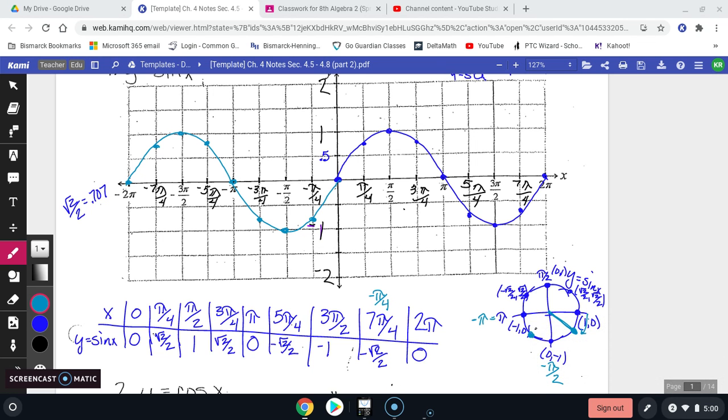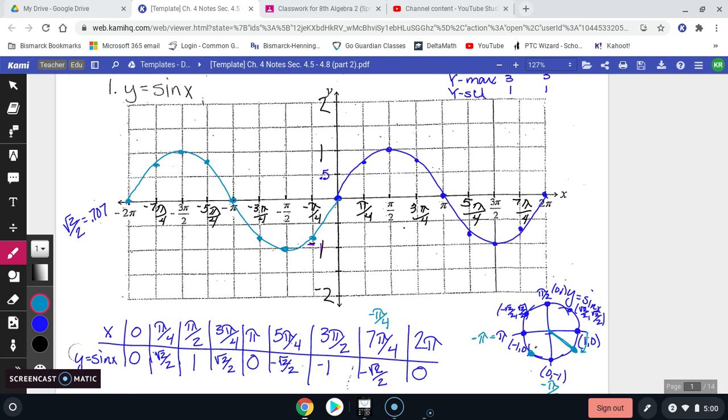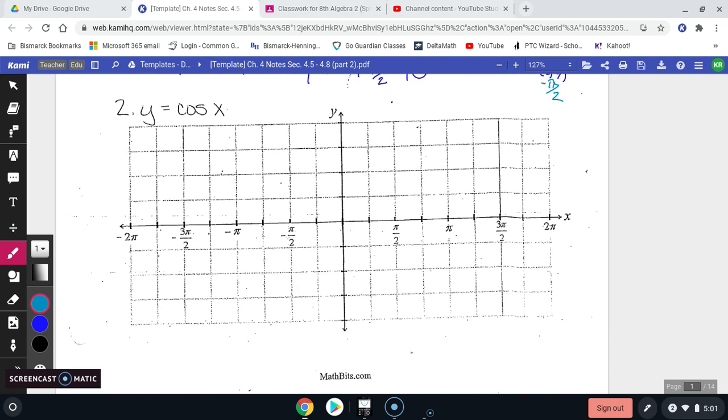Okay, we are back with our graphing of sine and cosine functions. All right, so we just finished up. This is a sine curve, so it's the parent function. Anything that is a sine equation is going to be based off of this shape. Okay, let's look and see what cosine does.